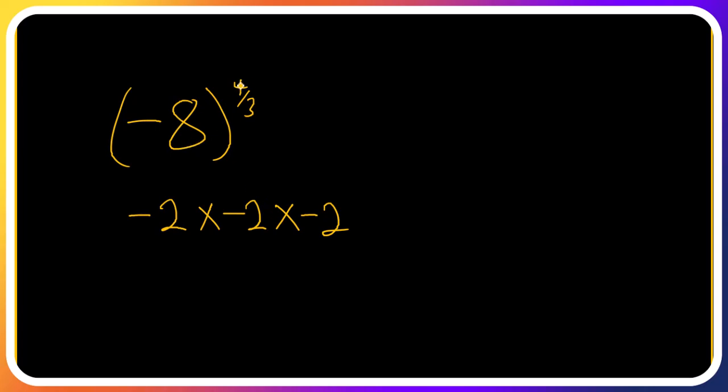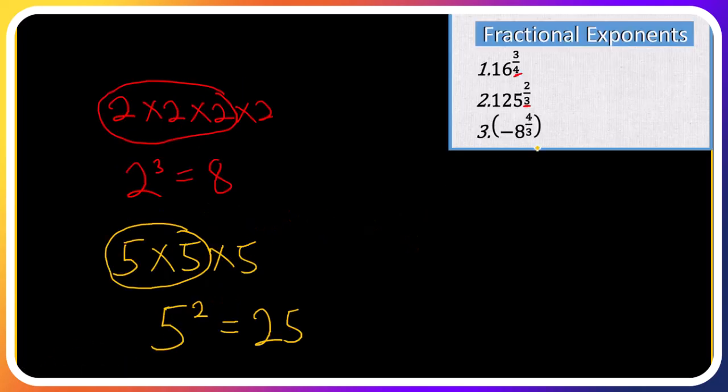For our numerator 4, meaning we need 4 of these numbers, and another -2 has to be added to this. So we have -2 multiplying itself 4 times, and that gives us 16. So -8 to the power 4/3 gives us 16. Now this is the simplest approach in resolving a fractional exponent.